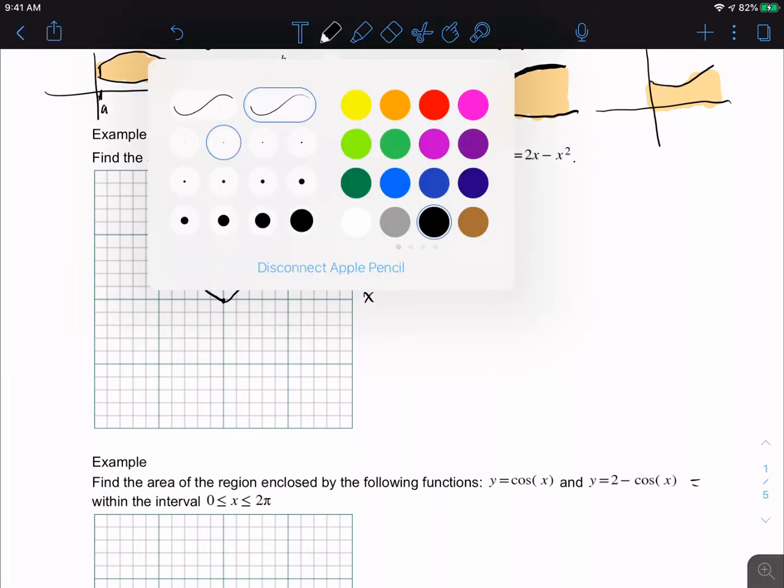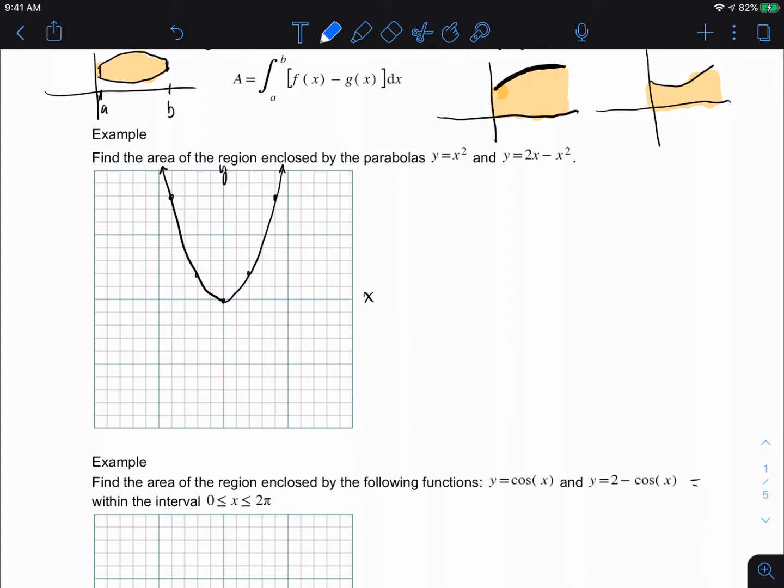And then our other function, I'm going to do in a different color. So this function will be in blue. And so that's going to be here at 0, there, and there. And so my parabola is going to go this way with that. Are we okay with that? Do you guys agree with those graphs?